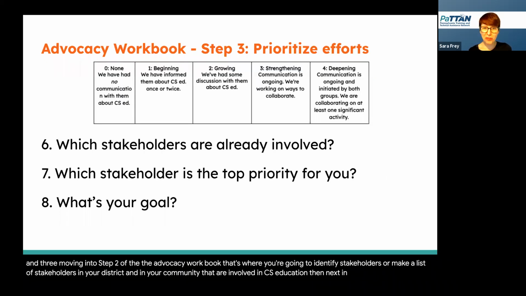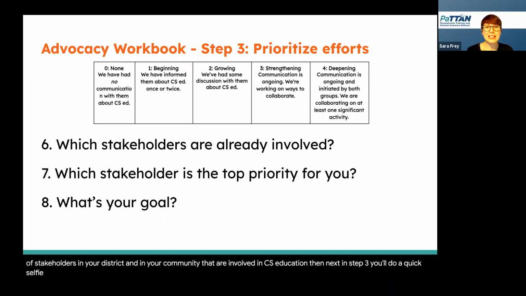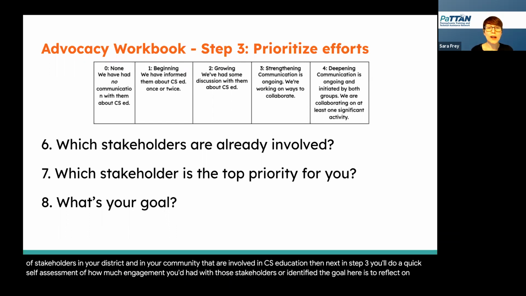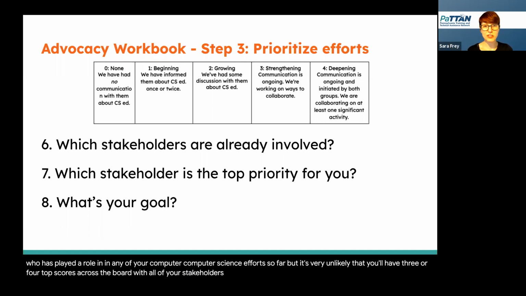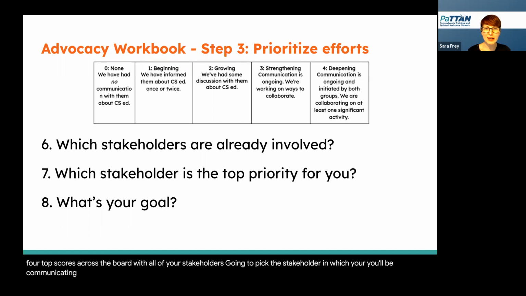Then next in step 3, you'll do a quick self-assessment of how much engagement you've had with those stakeholders you identified. The goal here is to reflect on who has played a role in any of your computer science efforts so far, but it's very unlikely that you'll have 3 or 4 top scores across the board with all of your stakeholders. Also in this step, you're going to pick the stakeholder with whom you'll be communicating.